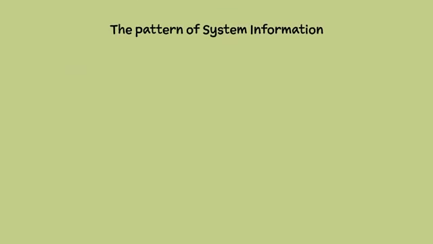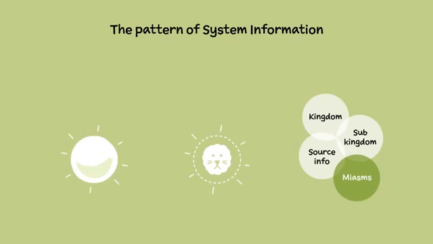The second one is the pattern of system information. The discovery that each remedy has the qualities of its source has given a new dimension to our understanding of our materia medica. Use of this thematic understanding according to kingdom, subkingdom, and source information, along with miasms, has been termed the sensation approach.